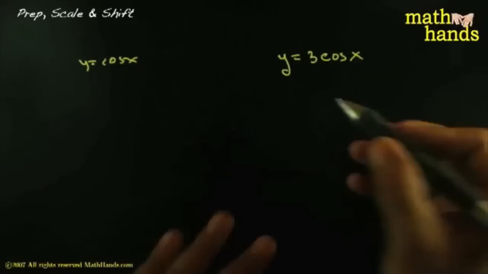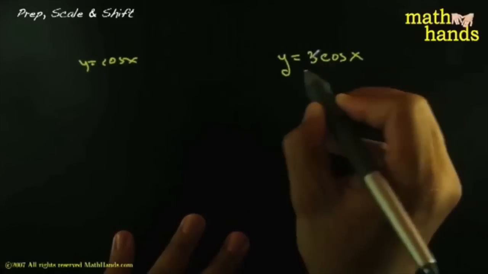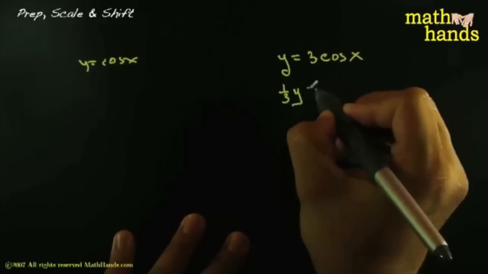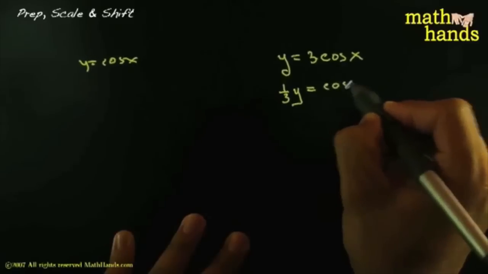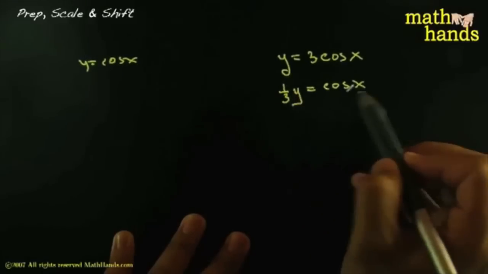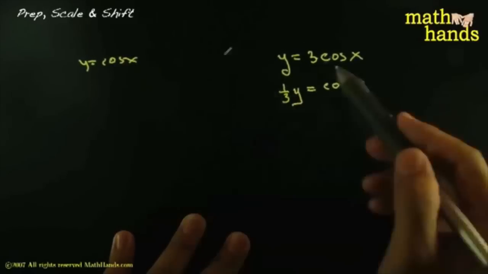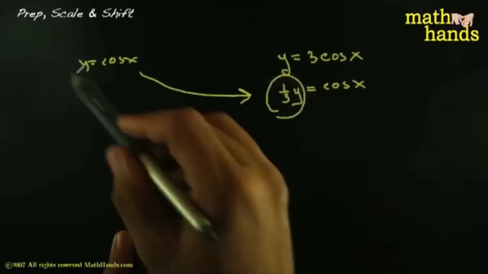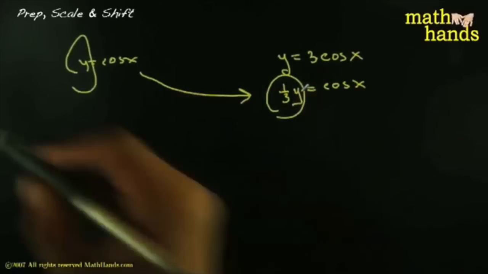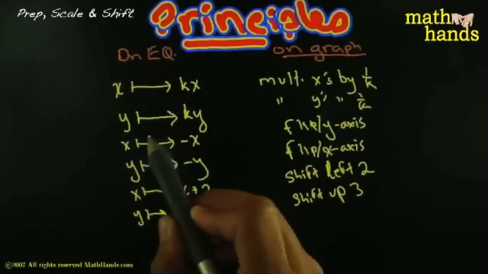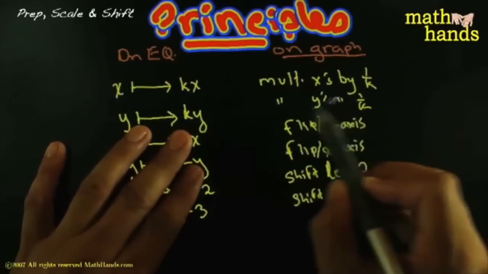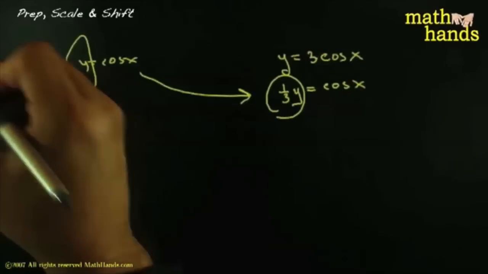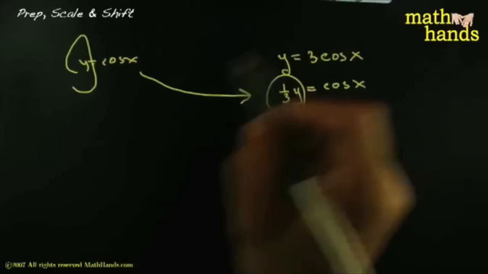So you can imagine we're going to prep it first. Here's what we could do here. In this equation, I think it is legal to divide both sides by 3 and get an equivalent form of the equation. 1/3 y equals cosine x. And now I know exactly what to do here. Replacing a y with a 1/3 y, that is one of the famous tweaks. All you do is multiply all the y's by the reciprocal, which would be 3. So we're in business.